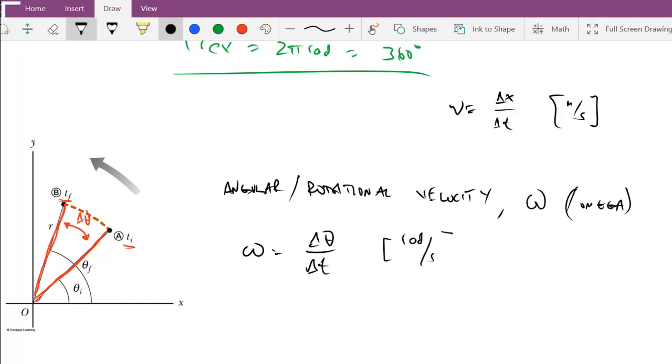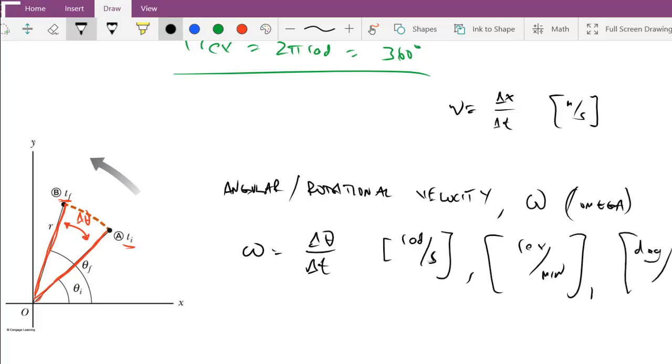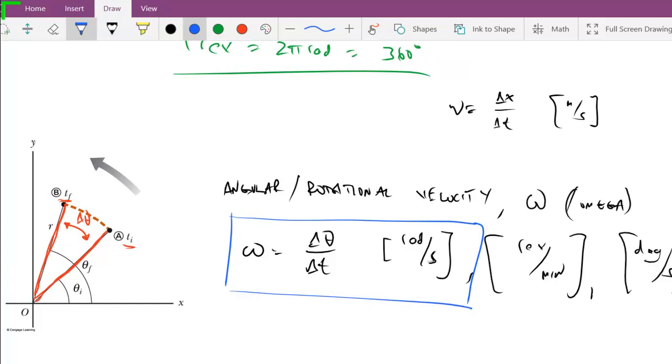We use radians for our angular displacement, or another common way to refer to angular velocity is in revolutions per minute. Knowing we have 2 pi radians per revolution, we can convert between revolutions and radians, or technically we can even use degrees per second as well. We would just then need to convert between degrees and radians. So the units of angular velocity are radians per second. This is the important one to use, and is defined as just an angular displacement over time.